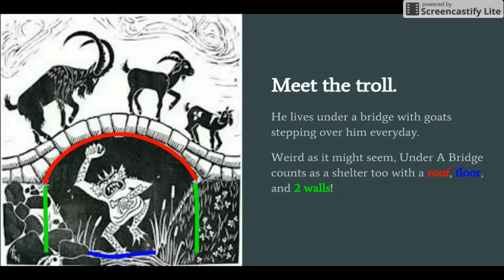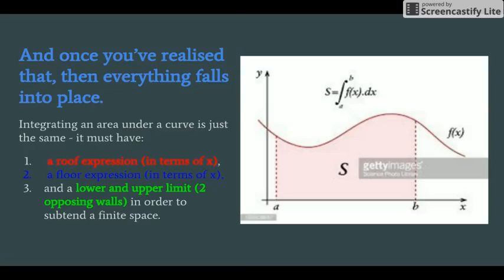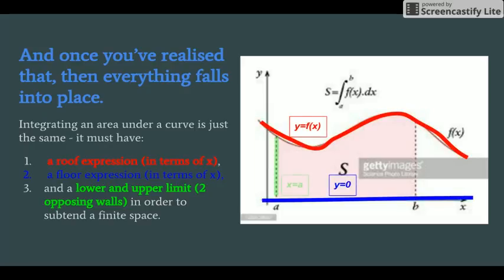This is my story of the three billy goats and the troll. For the troll, even despite the fact that he's living under a bridge, this qualifies as a shelter in some way, as you can see, because he has a red roof, blue floor, and two walls. And this is the concept that we'll be using for integrating area under the curves. A curve will always have a roof, a floor, and two walls, which we call the upper and lower limit for integration.